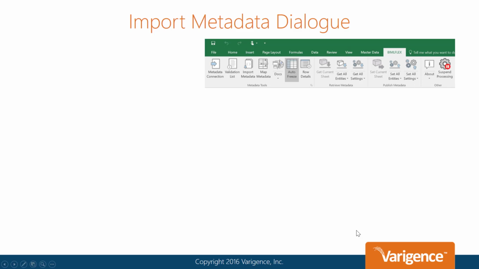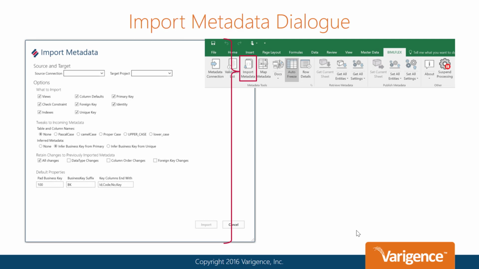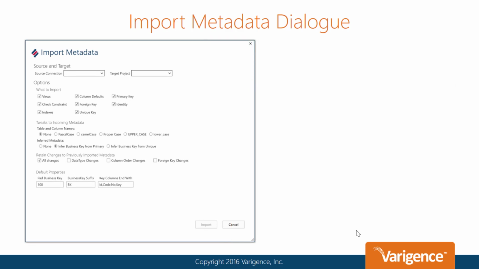Within the BimlFlex ribbon, you'll see a button called Import Metadata. When you click this, you'll get the Import Metadata dialog box, and it's broken down into various sections. The first section is the source and target. In other words, the source connection, which is the connection you want to connect to in order to extract the metadata from. And the metadata you're extracting, you want to associate with a project. So the target project is effectively the object that I'm importing it into. What is the project that I want to attach it to?